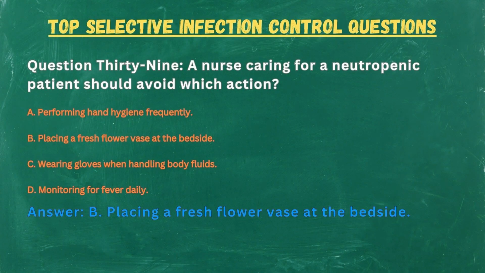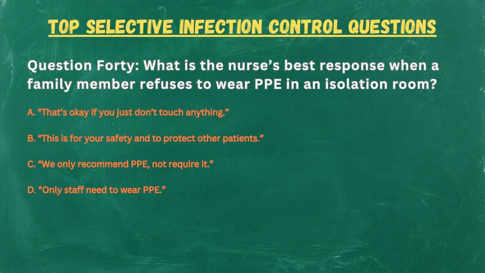Answer: B. Placing a fresh flower vase at the bedside. Question 40. What is the nurse's best response when a family member refuses to wear PPE in an isolation room? A. That's okay if you just don't touch anything. B. This is for your safety and to protect other patients. C. We only recommend PPE, not require it. D. Only staff need to wear PPE.